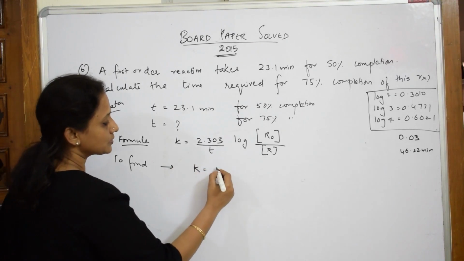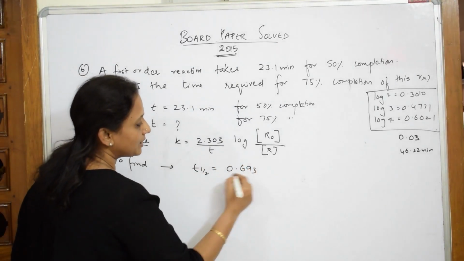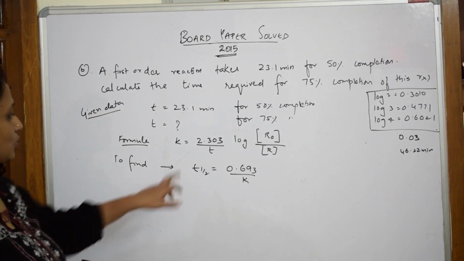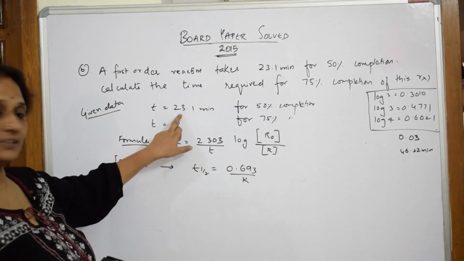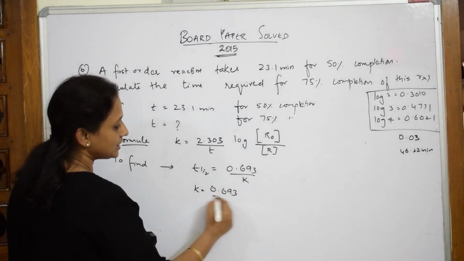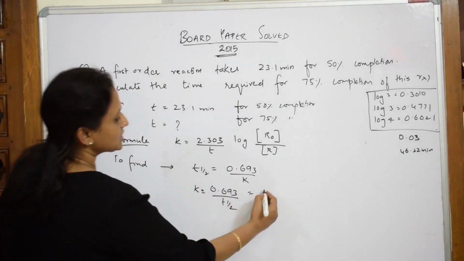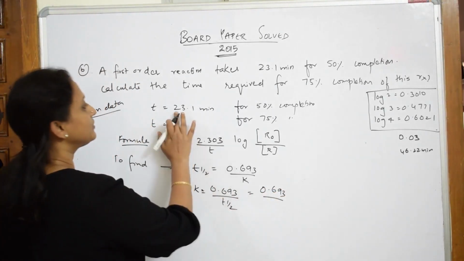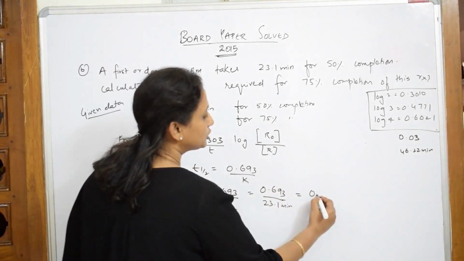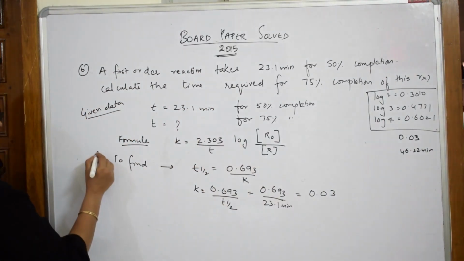We'll start with t half. t half is equal to 0.693 by k. Yes, so this is already given, right? I don't know k, but I still have t half, right? I can exchange. So k is equal to 0.693 by t half. Can I write? Now substitute the value. How much is t half given? Let us assume 23.1 minutes. So when I solve this, I get an answer of 0.03. Done. Now I can substitute this 0.03 into the first formula.